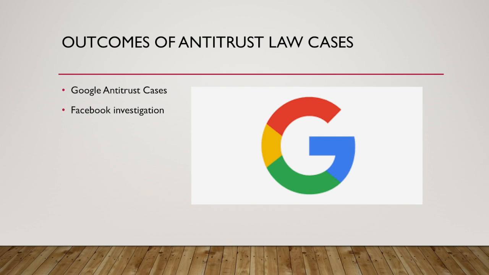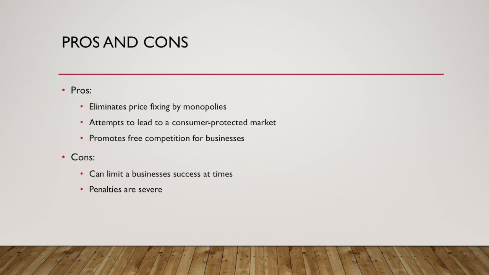And so some pros and cons of antitrust laws. Some pros are it eliminates price fixing by monopolies and cartels. It attempts to lead to a consumer-protected market, meaning that consumers will receive the full benefits of competition, and it promotes free competition for businesses. And then some cons are that it can sometimes limit a business's success. Because of the guidelines that they are required to follow, the antitrust laws can sometimes prevent further success. And penalties can also be very severe for antitrust laws.